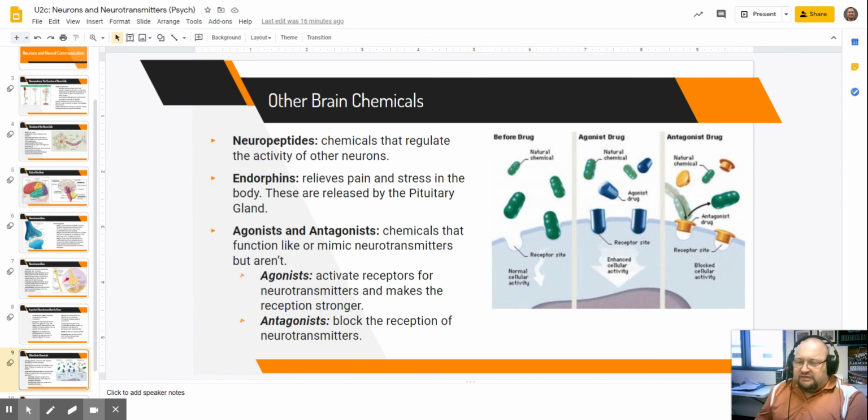All right, so these are the basic structures of a neurotransmitter and how they function, how a neuron is put together, and its purpose. That is it for today.